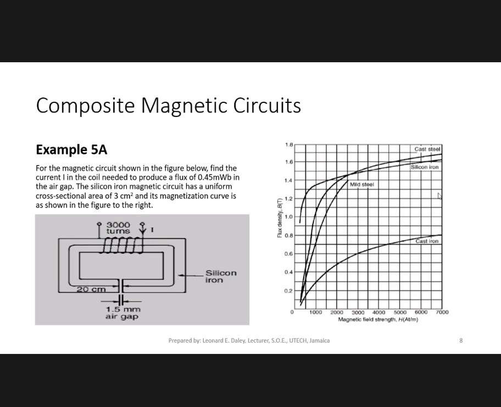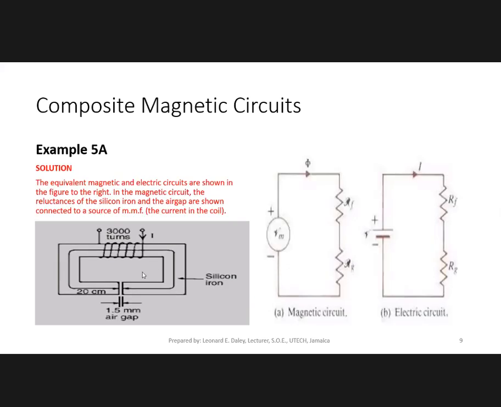And we can use this magnetizing curve, the magnetization curves. One of them is in here. The one for silicon iron would be this one. So when we need to use it, we will get there. All right. So let's get into the solution.